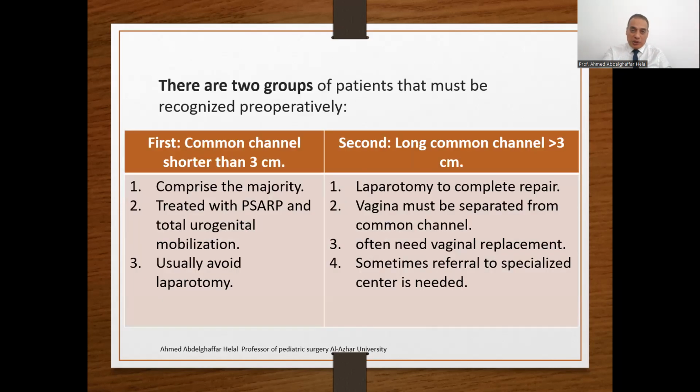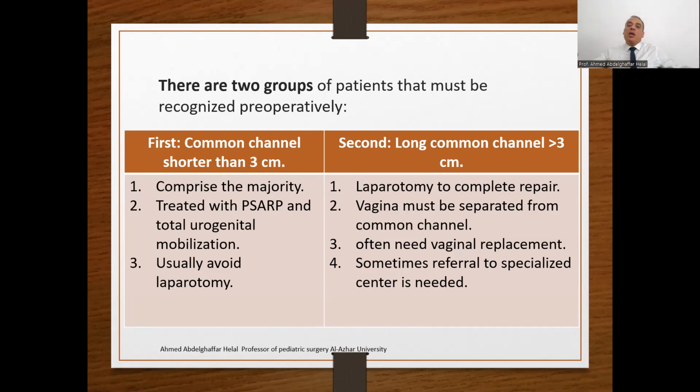This is very important. The pediatric surgeon must know that there are two groups of patients that must be recognized well preoperatively. First is a child with a common channel shorter than 3 cm, which comprises the majority, treated with PSARP for the rectum and total urogenital sinus mobilization for the urethra and the vagina, usually avoiding laparotomy. This child, or this female baby.